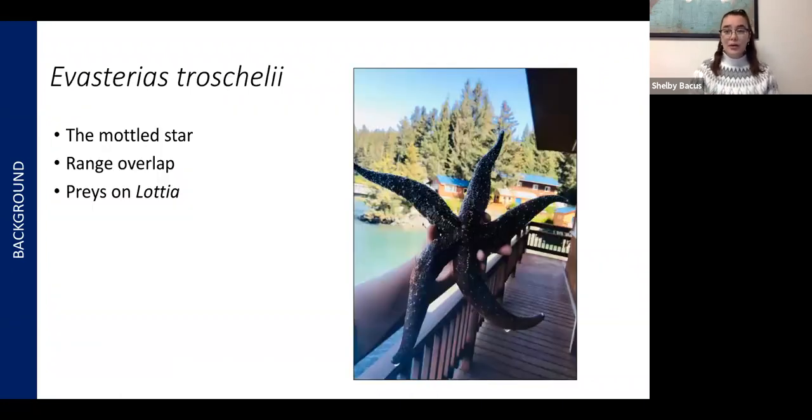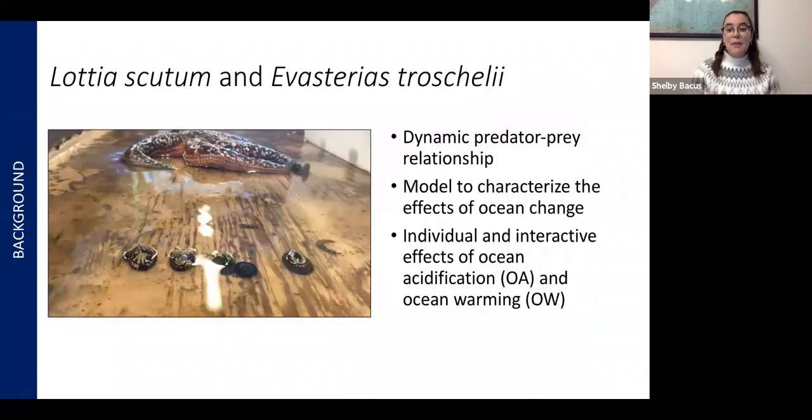Now, our sea star predator in this experiment was Evasterias troschelii, or the mottled star. The mottled star and Lottia have significant range overlap, both geographically and at depth. Because of this, it's provided us with a very well documented predator-prey relationship in the literature in Alaska's nearshore ecosystem. And because it's a dynamic predator and prey relationship, it's the perfect model to characterize the effects of ocean change, not only on individual species, but on their interactions with each other.